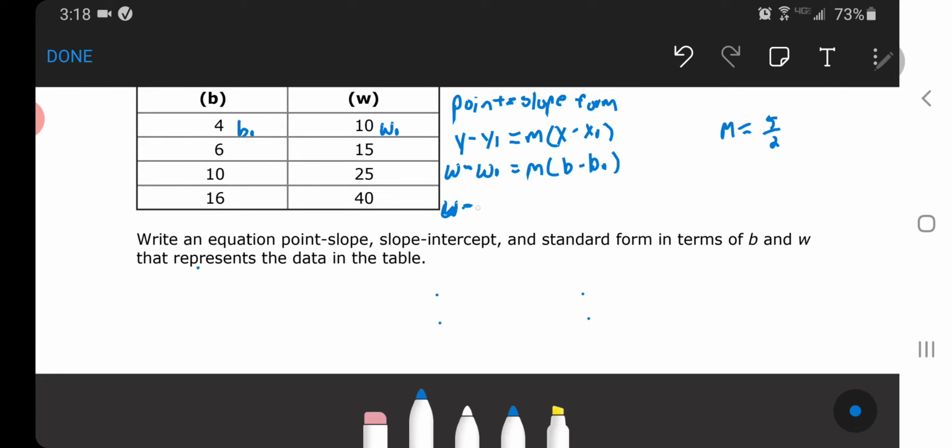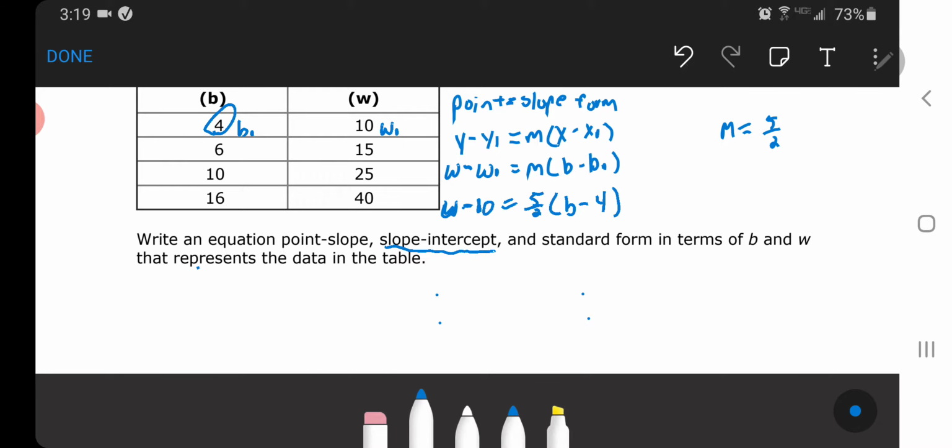Okay, so my w1 is 10, so minus 10 equals, well, we found our slope to be 5 over 2, so instead of saying m, I'm going to say 5 over 2 now, times b minus, well, plug in what I named b1, which is 4, and there we go. There's our equation in point slope form. Now let's take it to slope intercept form.